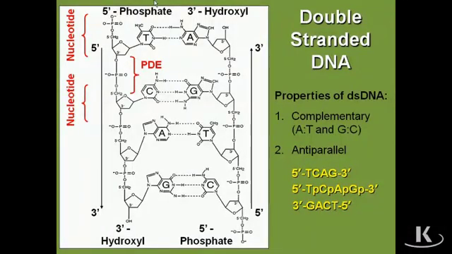So, for this particular strand of DNA on the left, how would this read? Remember, we're going to start at the 5' phosphate and go down to the 3' hydroxyl. So this would read TCAG. So from 5' to 3', that strand would read TCAG.